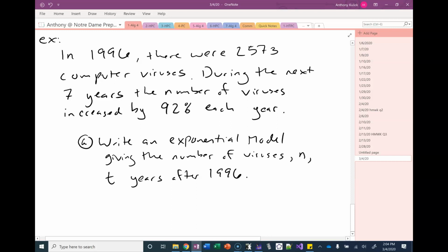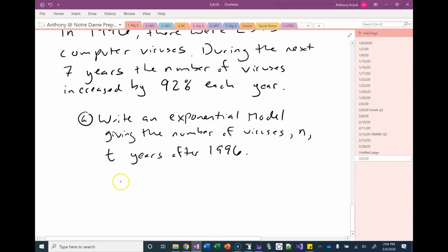So we have two exponential models to choose from, the general model and then the compound interest model. Does this question have anything to do with banking? No, right? So the compound interest model is not the one we want. We're going to use the first one. That's basically all we need to do to tell. Okay.